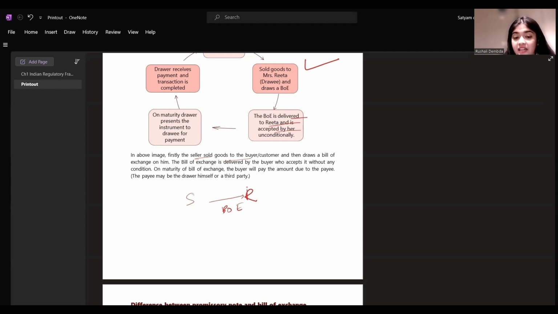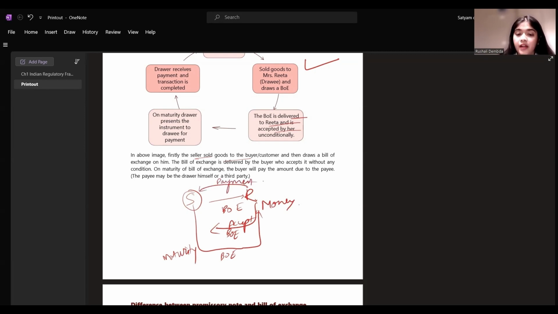Now, what happened? They'll send the bill of exchange. R is going to accept and send BOE back to S. Now, S, on the date of maturity, will go with the bill of exchange to R and ask for the amount. And what will R do? R will give the payment. Right? The amount that is due will be paid. On maturity of the bill of exchange, the buyer will pay the amount due to the payee. The payee may be the drawer himself or a third party, as we saw in the previous example.